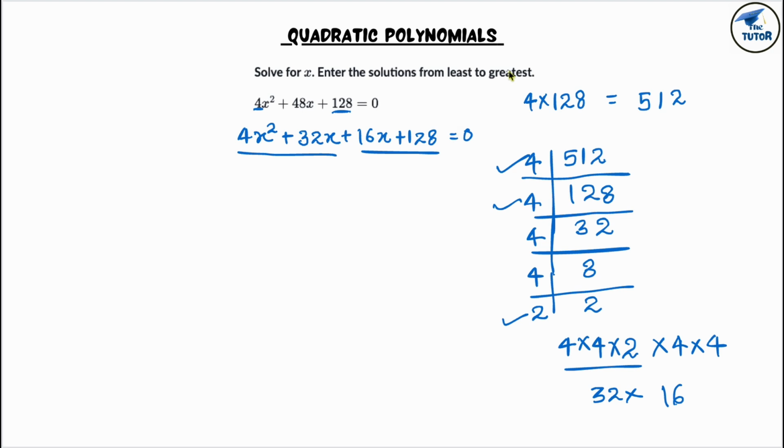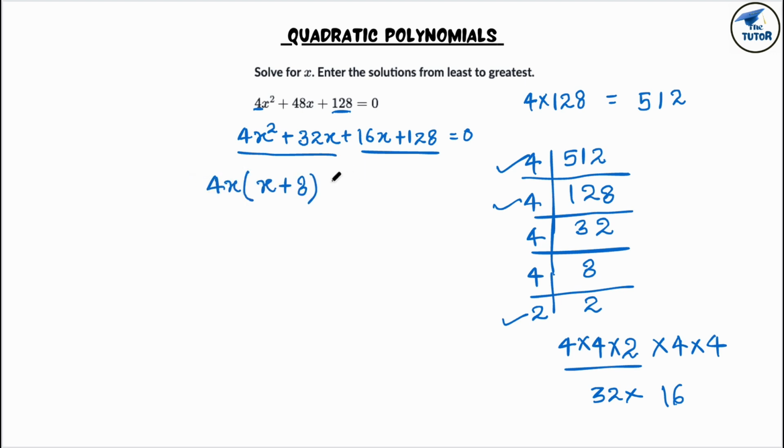Look, in the first pair I can clearly say that 4x is common. If you have difficulty with that, you can further factorize them, like 4 times x, and 32 can be written as 4 times 8 times x, and then say 4 and x are in both the terms. So I'll take 4x common from the first pair of terms.